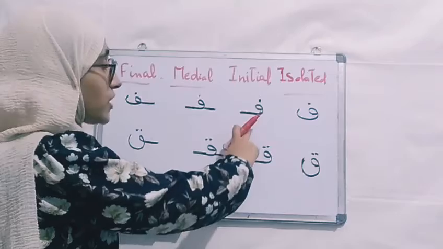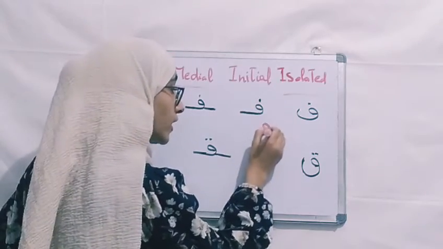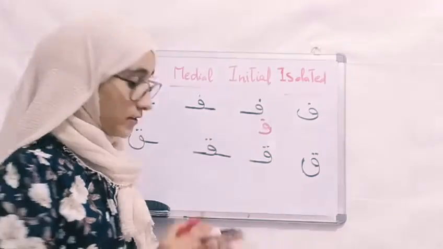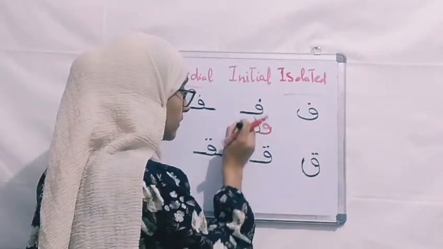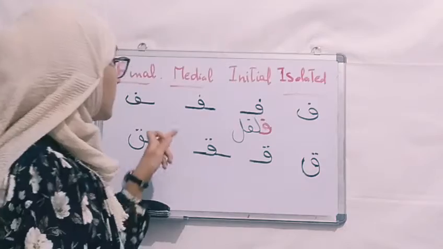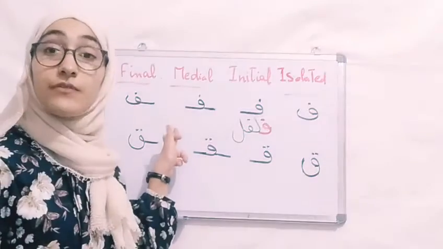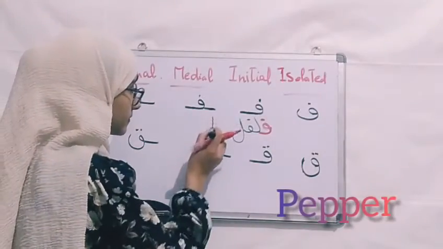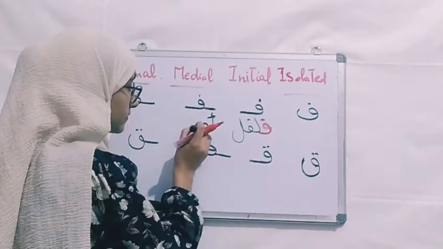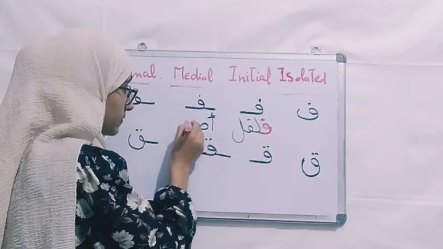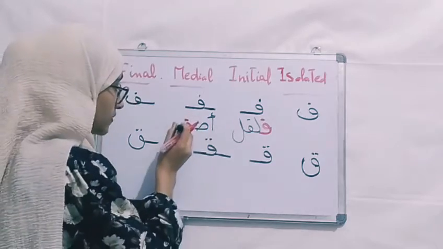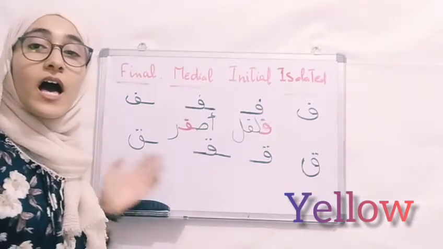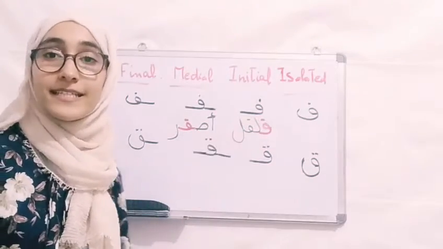For example, in initial form, we have full. Full means pepper, فلفل. And in the middle form we have أصفر. أصفر means yellow. And in the final form we have خفيف. خفيف means light.